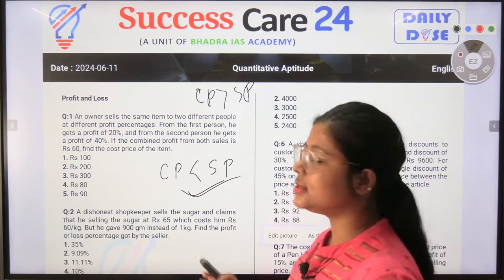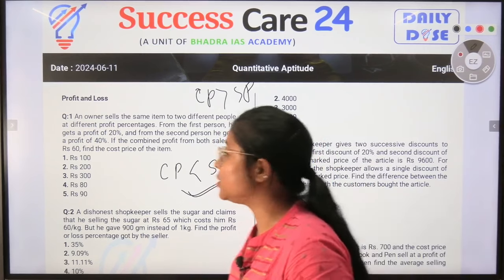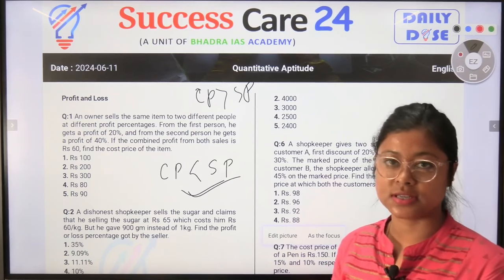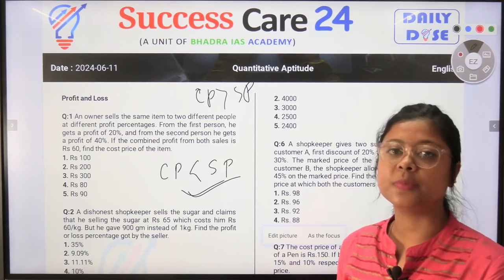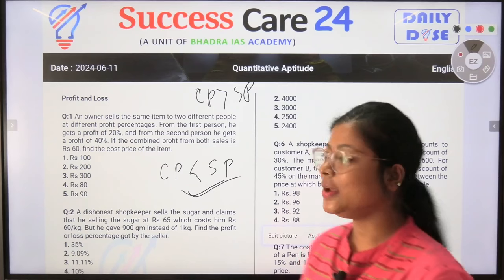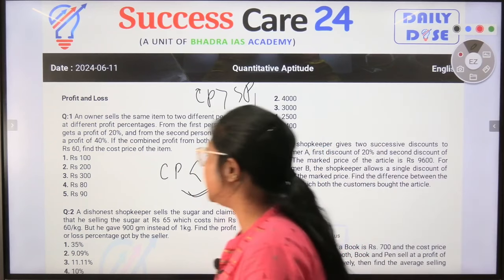So this is the basics of profit and loss, but actually profit and loss is an extended topic of percentage. You need to have a very good command on the topic percentage. If you have that command on percentage, then you can solve profit and loss questions very easily. So we are moving further to the questions number 1.